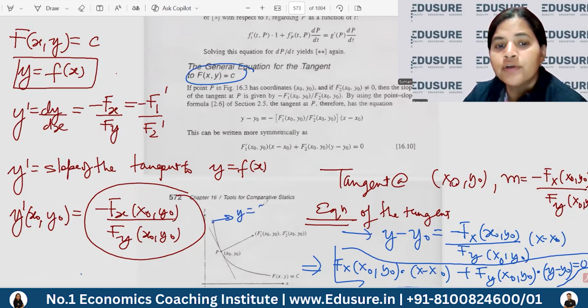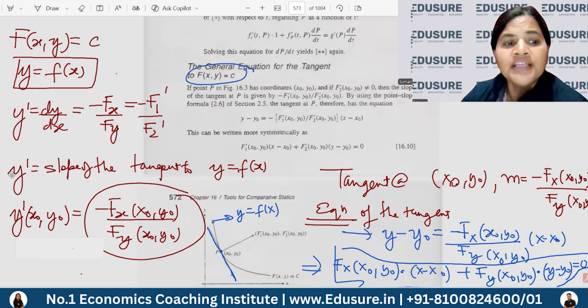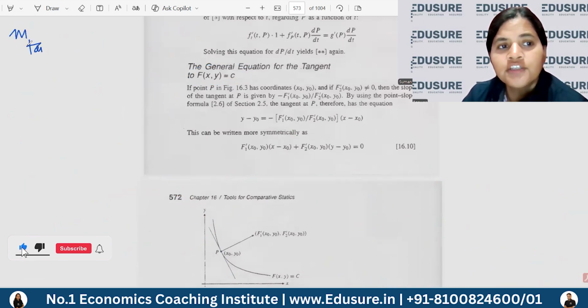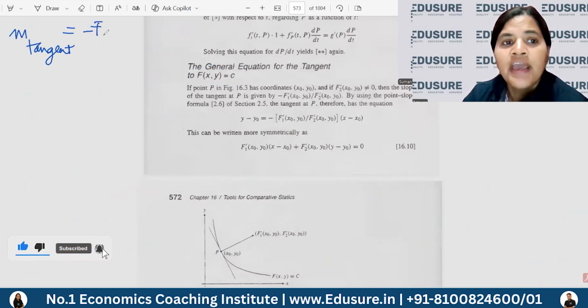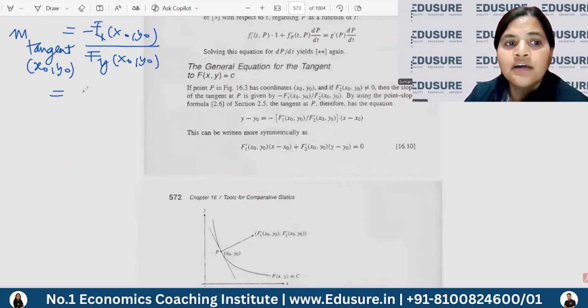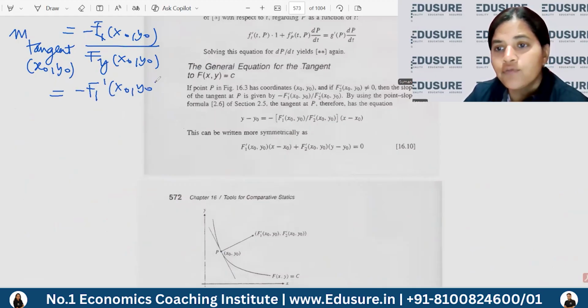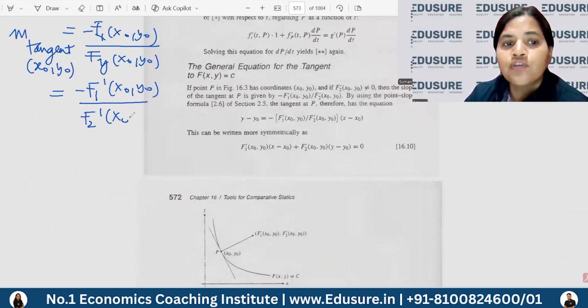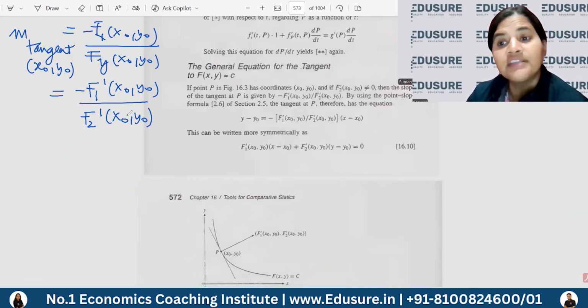You can look at the diagram. This is y is equal to f(x), and this is the point (x naught, y naught). I'm drawing a tangent at this particular point, and this is the slope of the tangent at this particular point. What is the slope of the tangent? The slope of the tangent at (x naught, y naught) is minus fx at (x naught, y naught) upon fy at (x naught, y naught), which is, you can say, minus f1 prime at (x naught, y naught) if you go by this notation, divided by f2 prime at (x naught, y naught), where f1 is the derivative with respect to x and f2 prime is the derivative with respect to y. So this is the slope of this particular tangent. Let this tangent be AB.